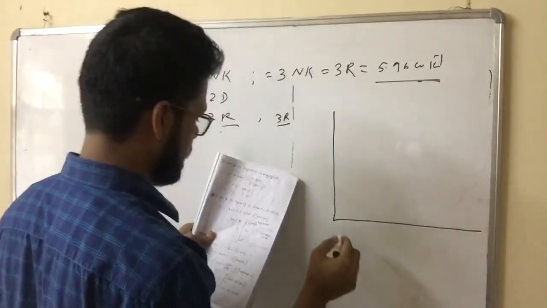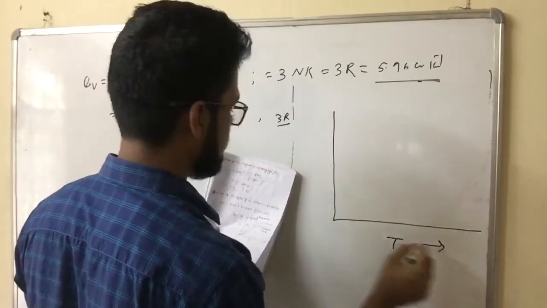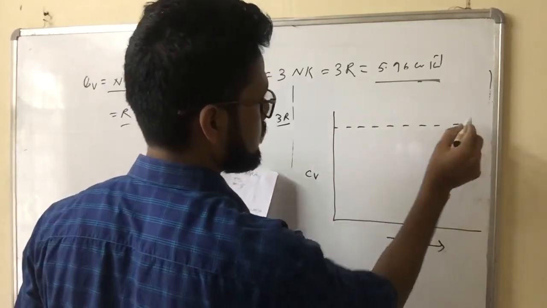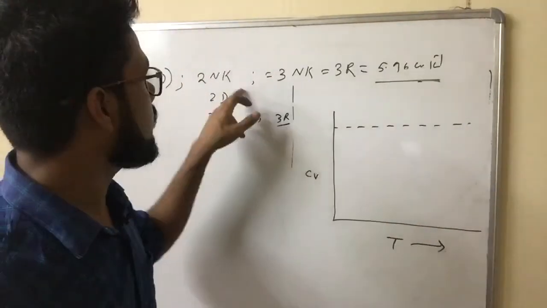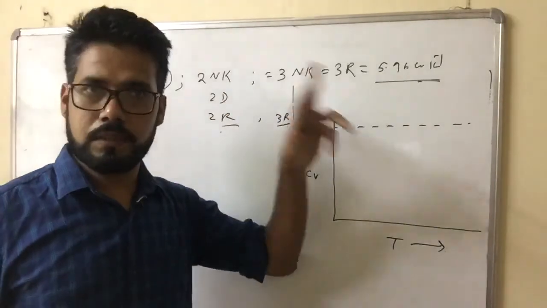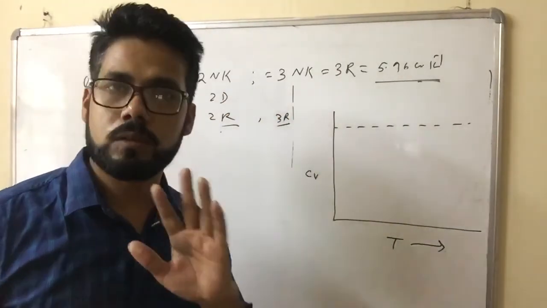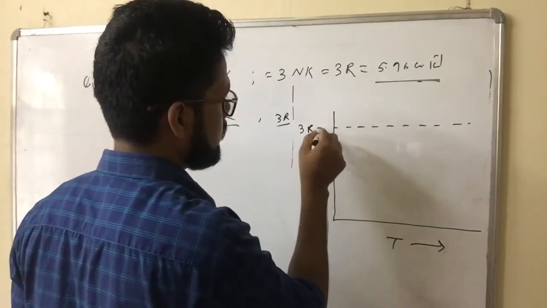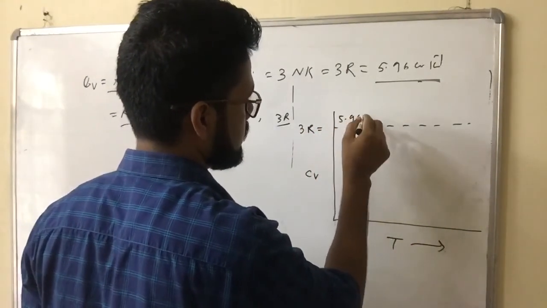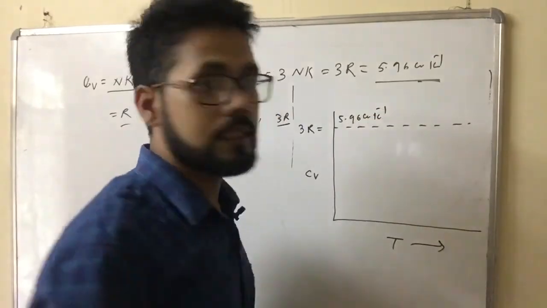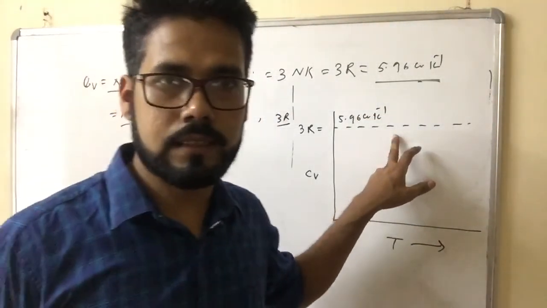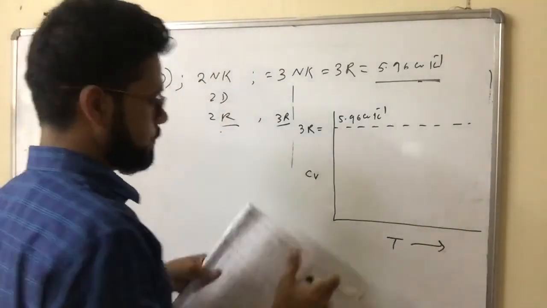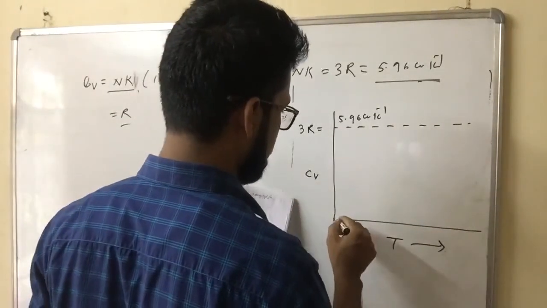This expression you will get in the Debye theory. T is temperature, and this specific heat is a classical value. Classically, specific heat is a constant, which is equal to 3R, that is, 5.96 calorie per Kelvin. And who has given this theory? Dulong and Petit.